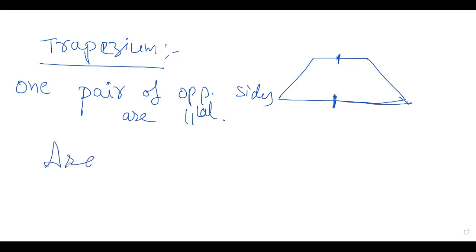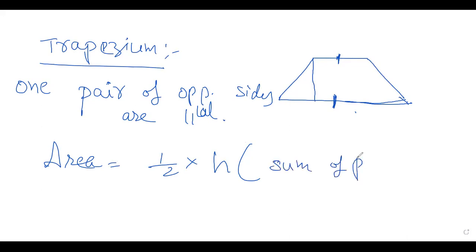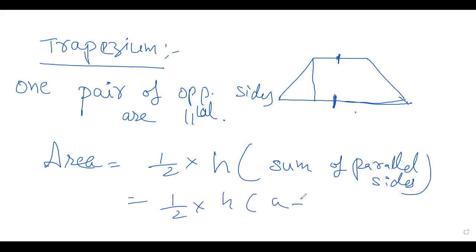And what is the area? Area of trapezium is equal to half into h into the sum of parallel sides. See here, h means height. Sum of parallel sides, children. So we write A plus B. Okay, the sum of the two parallel sides. This is about trapezium.